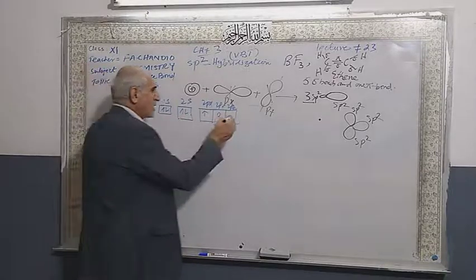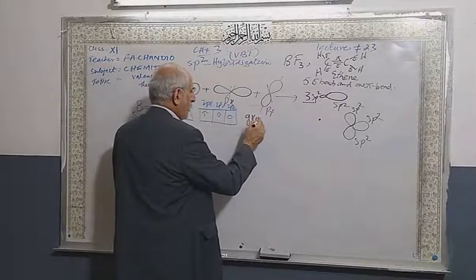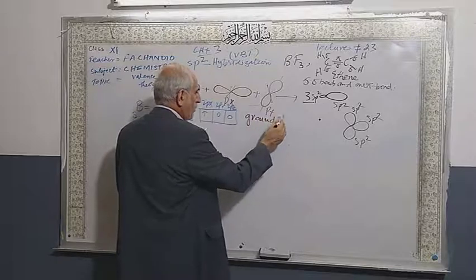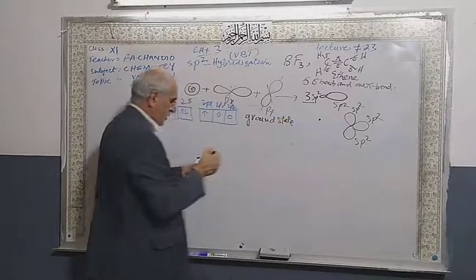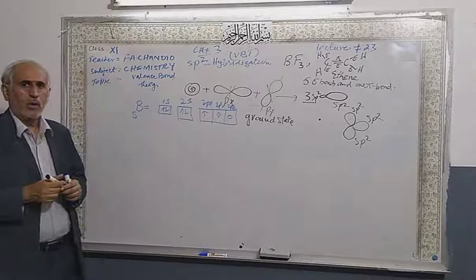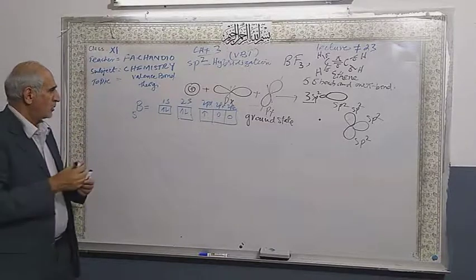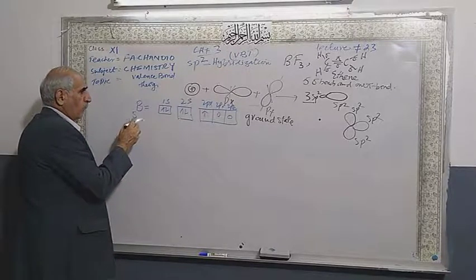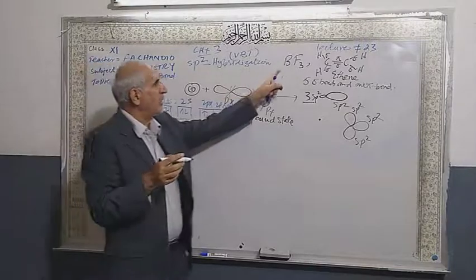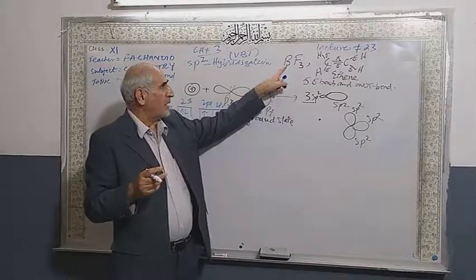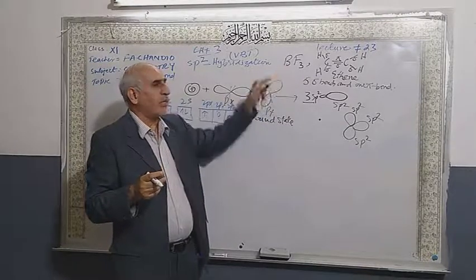So the ground state is not the one. It's a ground state. But boron shows 3 valence. The valence number of boron is 3.